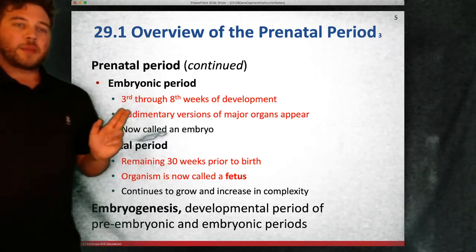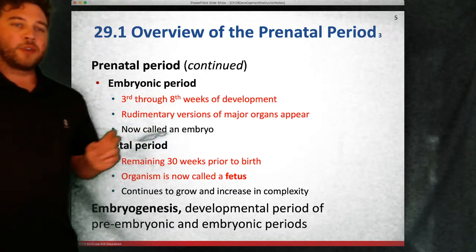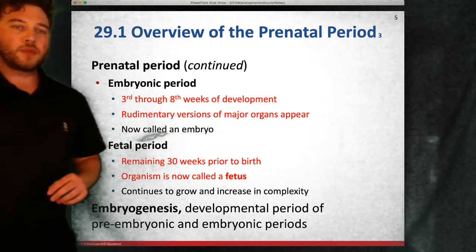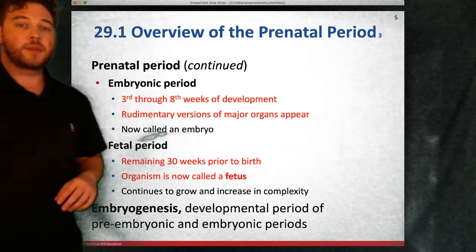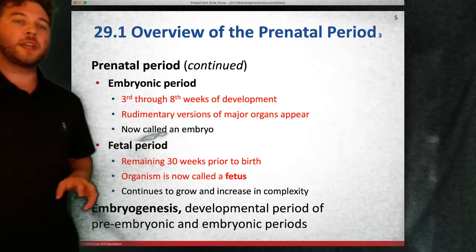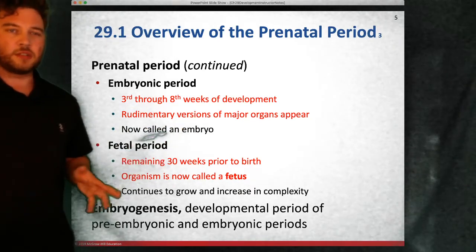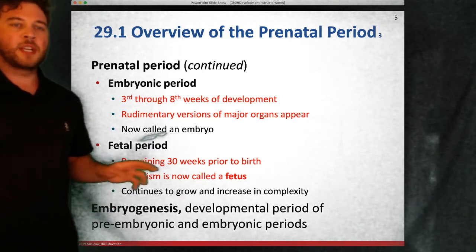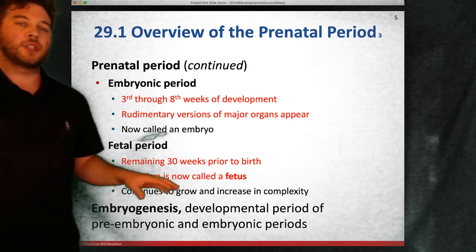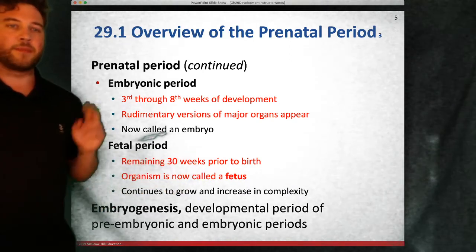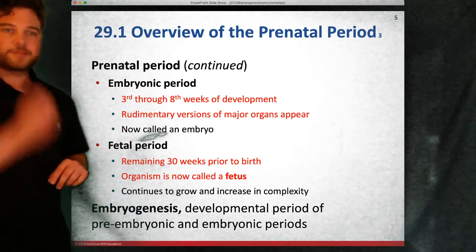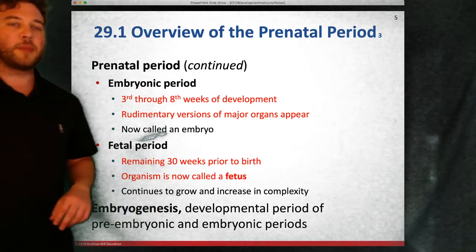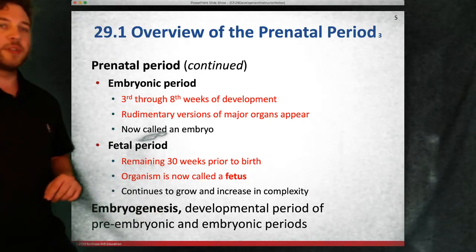Then you have the embryonic period, 3rd through 8th weeks. Rudimentary versions of the major organs start to appear, and at this point it is called an embryo. Last is the fetal period, those last 30 to 34-ish weeks. The organism is now called a fetus, and continues to grow and increase in complexity from the rudimentary versions of the embryonic period. The developmental periods of pre-embryonic and embryonic are collectively called embryogenesis.